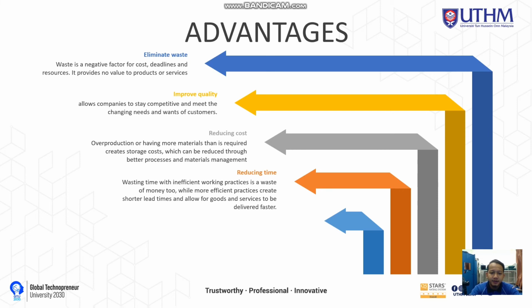Number three, reducing costs. Overproduction or having more material than is required creates storage costs, which can be reduced through better process and material management. Lastly, reducing time. Wasting time with inefficient working practice is a waste of money too, while more efficient practice creates shorter lead time and allows goods and services to be delivered faster.